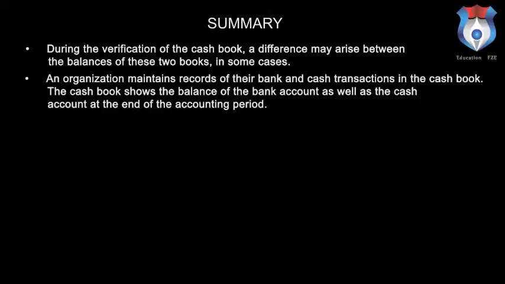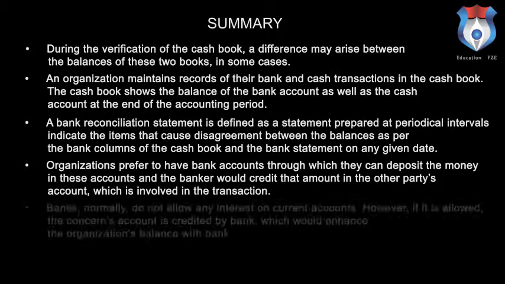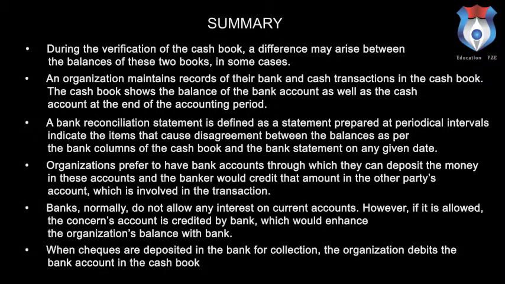Summary. During the verification of the cash book, a difference may arise between the balances of these two books in some cases. An organization maintains records of their bank and cash transactions in the cash book. The cash book shows the balance of the bank account as well as the cash account at the end of the accounting period. A bank reconciliation statement is defined as a statement prepared at periodical intervals indicating the items that cause disagreement between the balances as per the bank columns of the cash book and the bank statement on any given date.